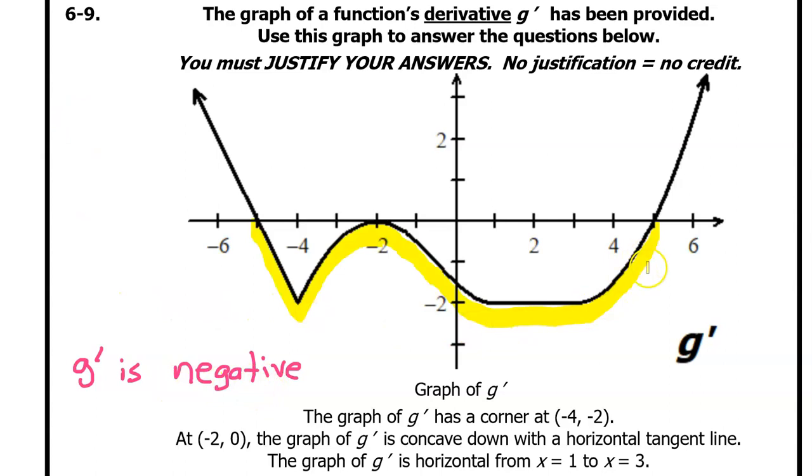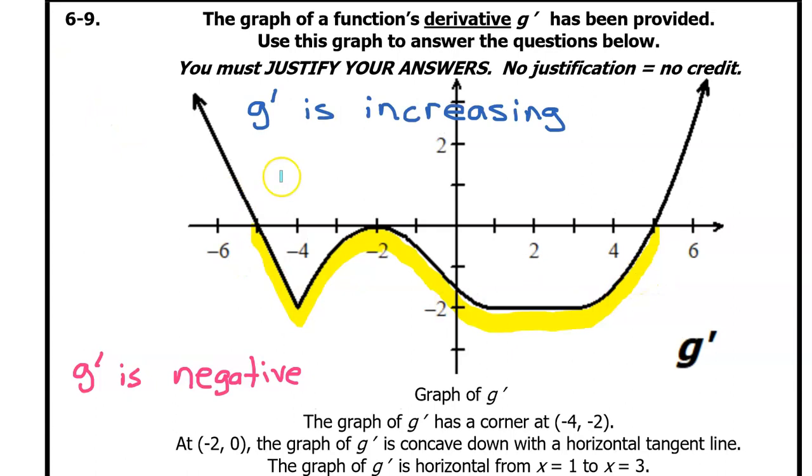Let's start by highlighting the parts of the graph where g prime is negative. This is the part of g prime that is negative because it is below the x-axis. Now let's highlight the parts of the graph where g prime is increasing. Here are the parts of the graph where g prime is increasing because it's going uphill from left to right. So we need to choose our k value from the areas that are both negative and increasing. So for example, a good k value would be -3. Another one would be +4.